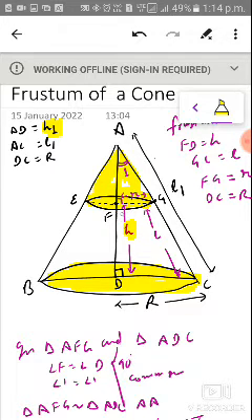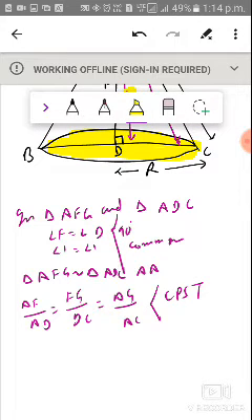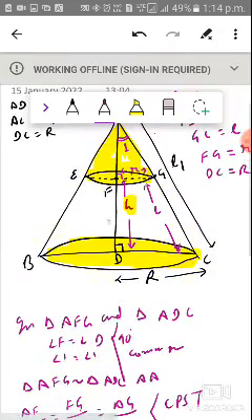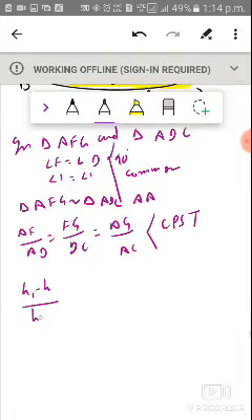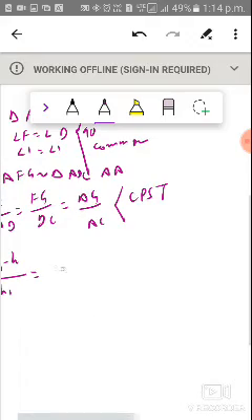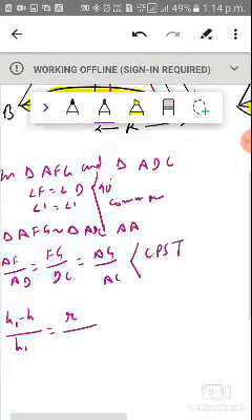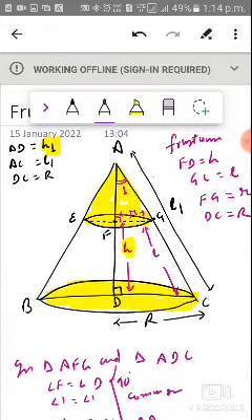So what is AF? That is H1 minus H. So in place of AF we will write H1 minus H, H1 minus H by AD. What is AD? That is H1. Equals to FG. What is FG? See, FG is small r, and DC, that is the bigger radius, capital R. AG. How to find AG?